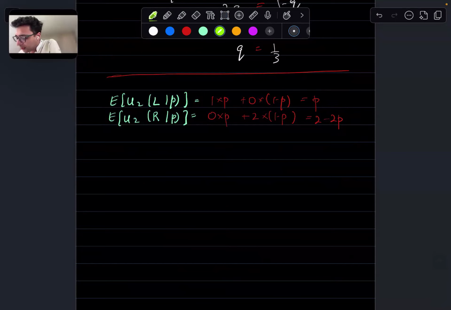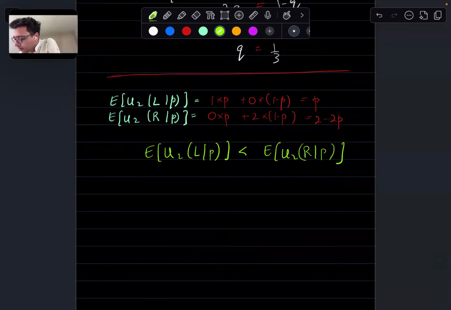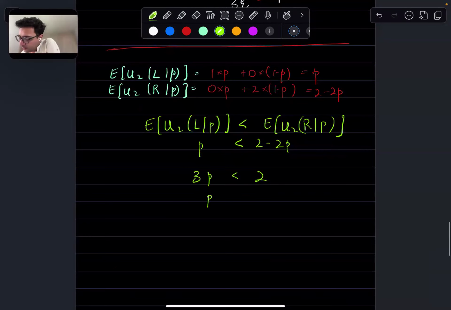Okay. Let's just quickly do the same exercise where we did some rough work. EU2 of L given P is less than EU2 of R given P if and only if P is less than 2 minus 2P. So I just plugged values in. Now let's add 2P on both sides. So 3 times P is less than 2. Let's divide both sides by 3. P is less than 2/3.